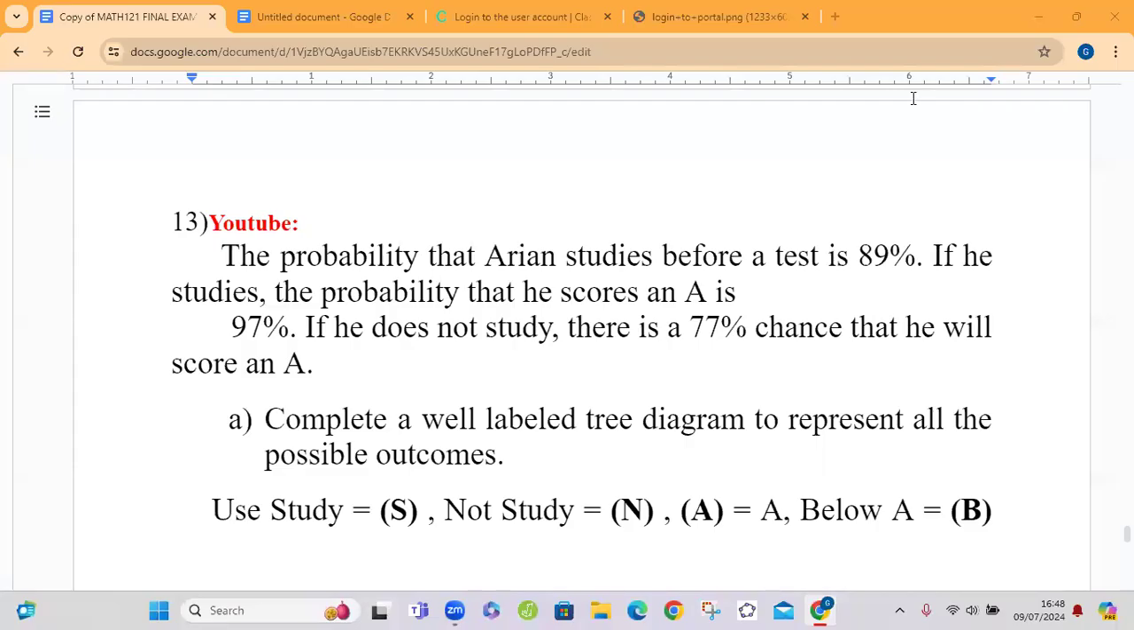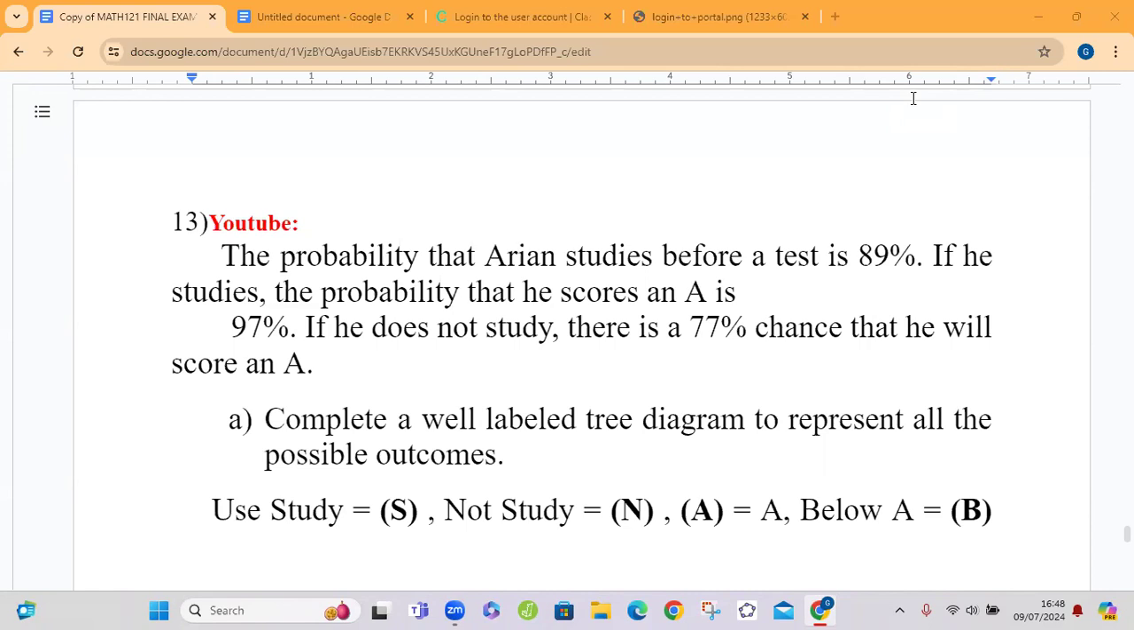In question number 13, we will be looking at the use of the probability tree diagram to analyze events that happen in succession, meaning one after the other.